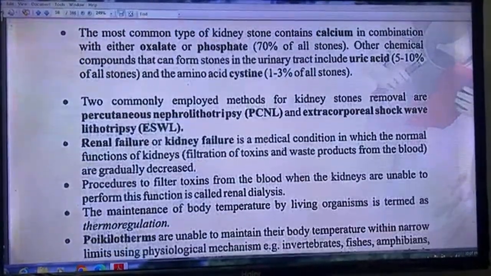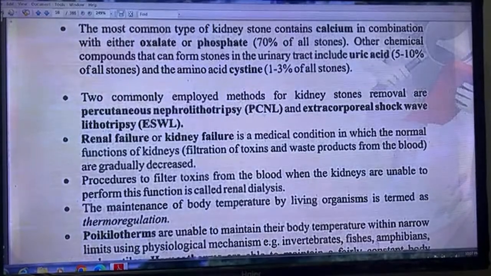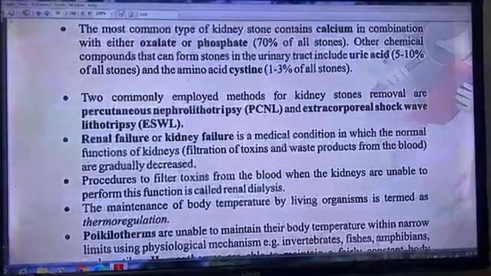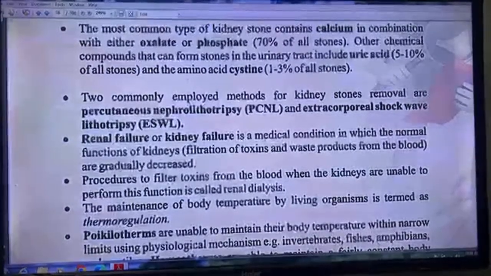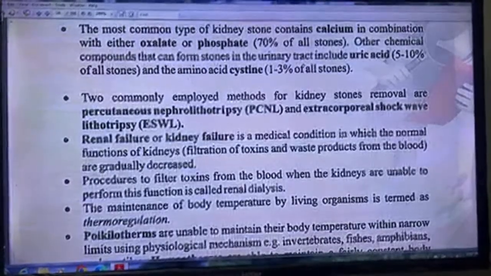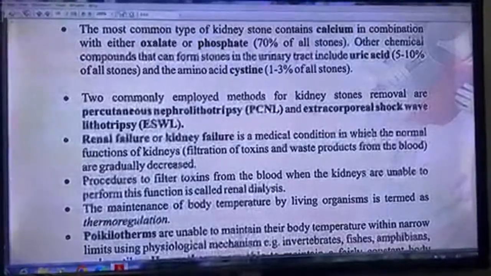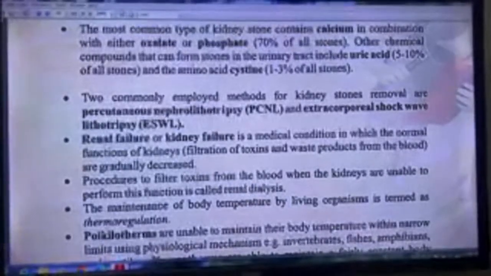The most common type of kidney stone contains calcium in combination with either oxalate or phosphate, 70% of all stones. Other chemical compounds that can form stones in the urinary tract include uric acid, 5 to 10% of all stones, and the amino acid cysteine, 1 to 3% of all stones.